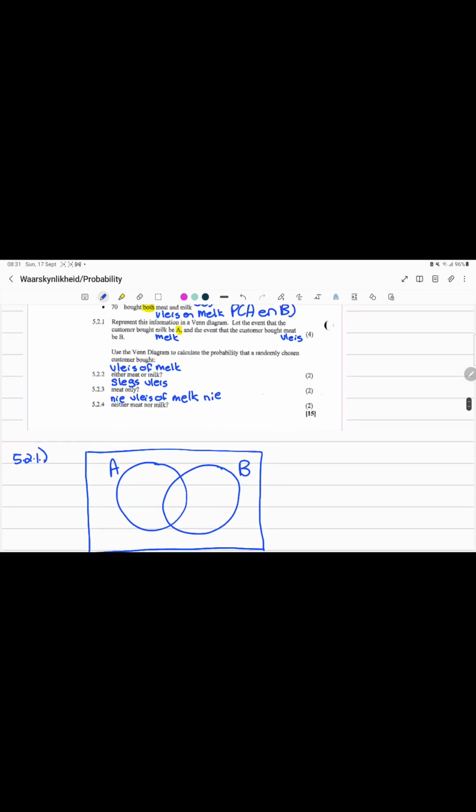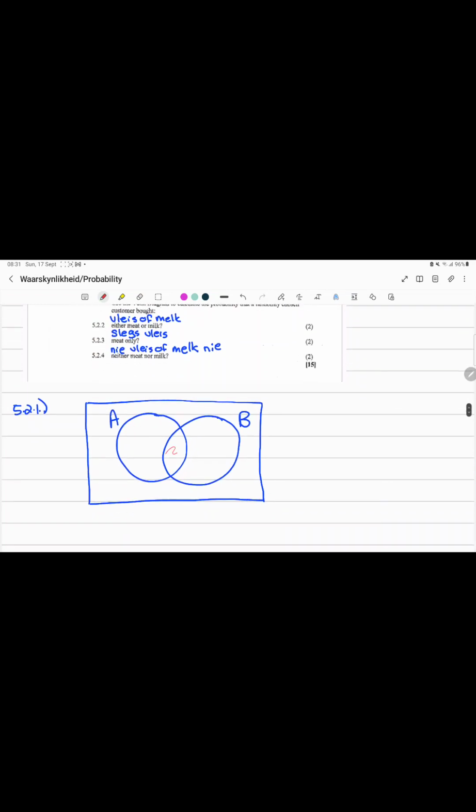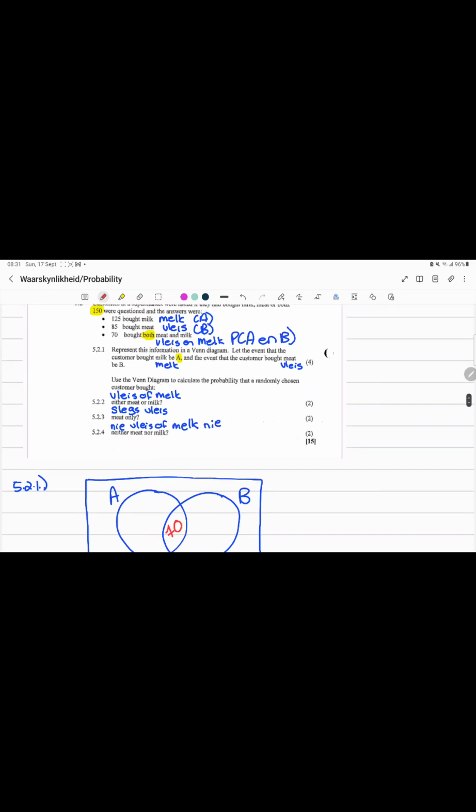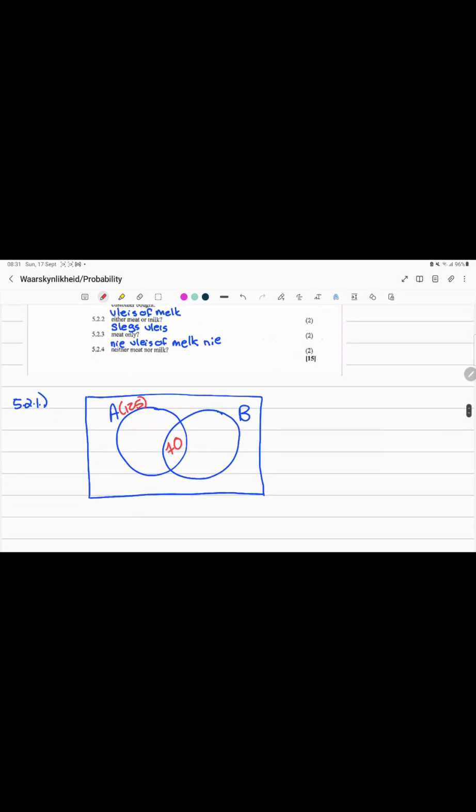So die eerste ding wat ons gaan invul, is ons snyding. Hoeveel mense het beide gekoop? So die aantal mense wat beide gekoop het, is 70. So die eerste ding wat jy invul, is jou 70. Dan kan ons begin met A, so A was hoeveel mense wat melk gekoop het, en dit was 125. So ons het al reeds 70, so om uit te werk wat oorbly, gaan ons net sê 125 minus 70, wat dan vir my 55 gaan gee.